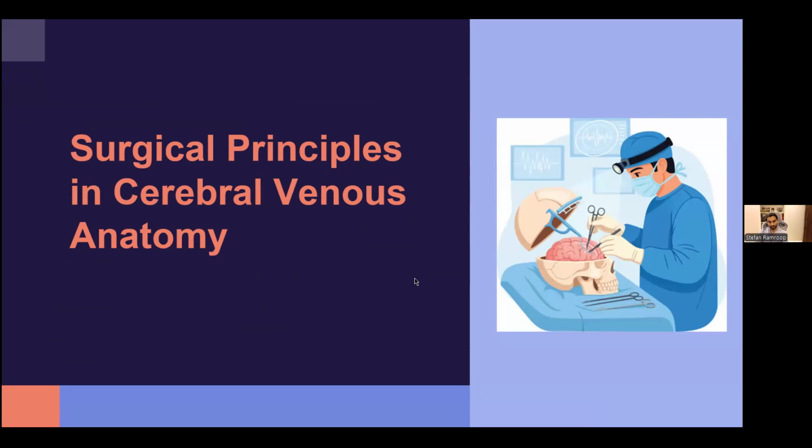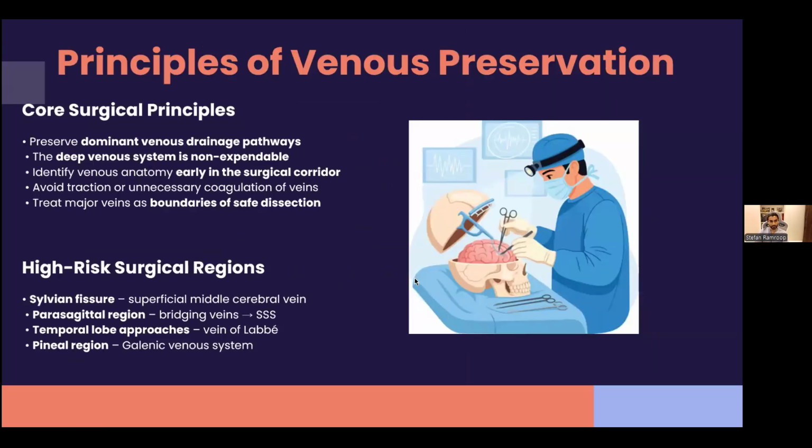So now we're going to look at some surgical principles when dealing with the cerebral venous anatomy. When it comes to this, you have particular high-risk regions. The core surgical principles are: one, preserve dominant venous drainage pathways. The deep venous system must be noted to not be expendable. You want to identify venous anatomy early in your surgical corridor, avoid any traction or unnecessary coagulation, as well as treat the major veins as boundaries for safe dissection.